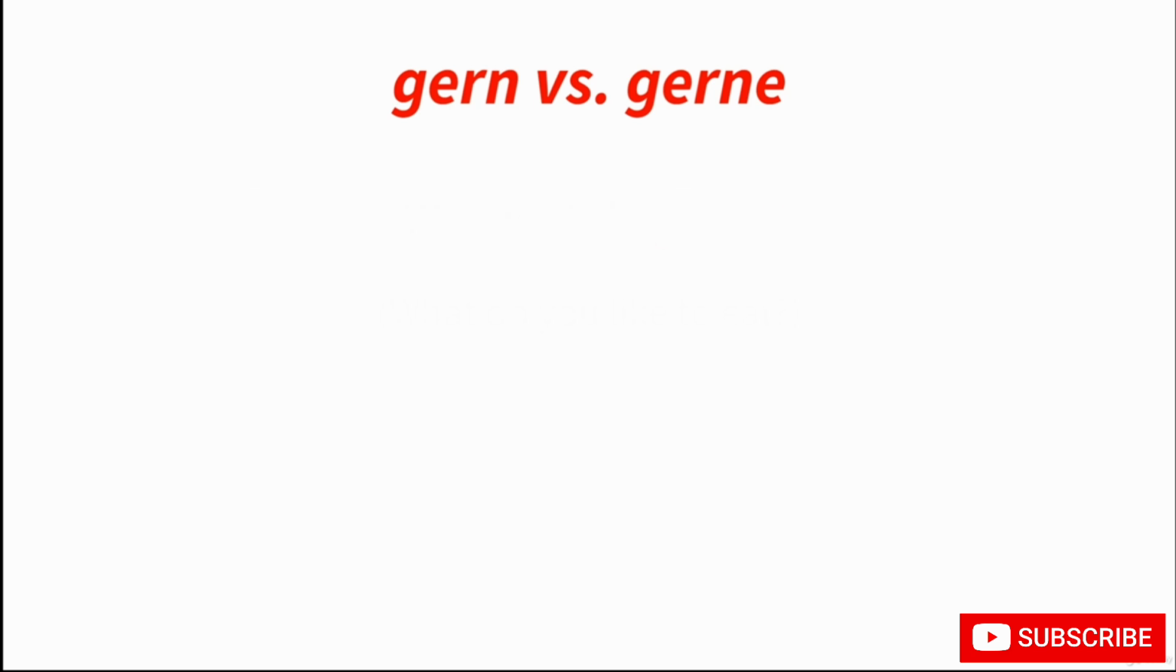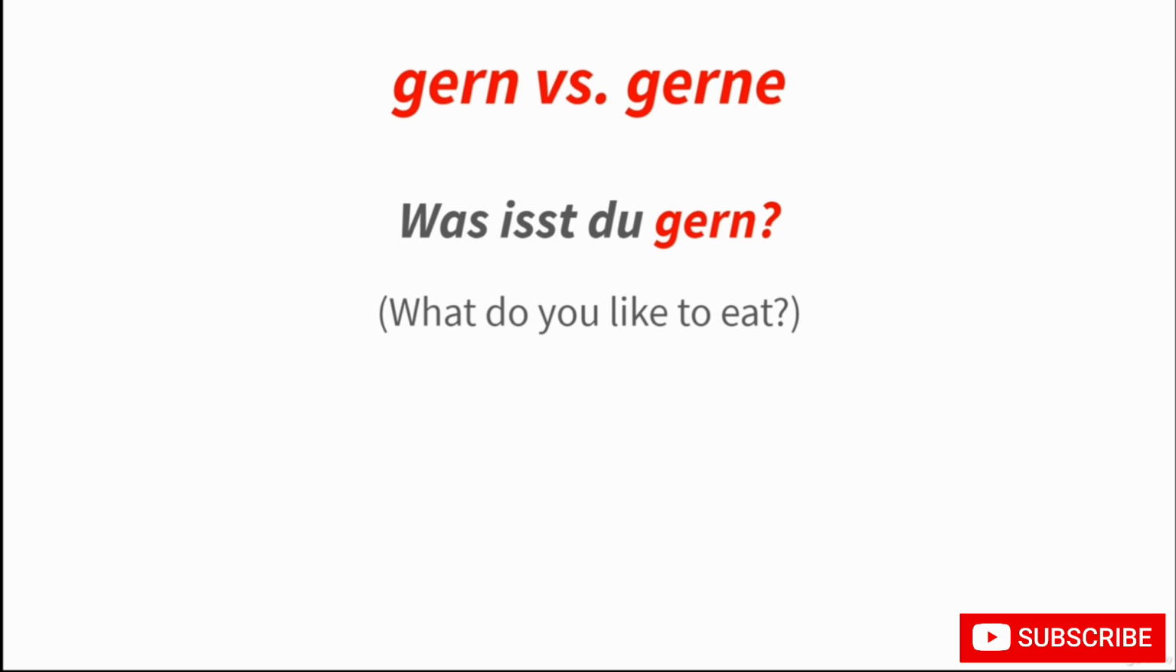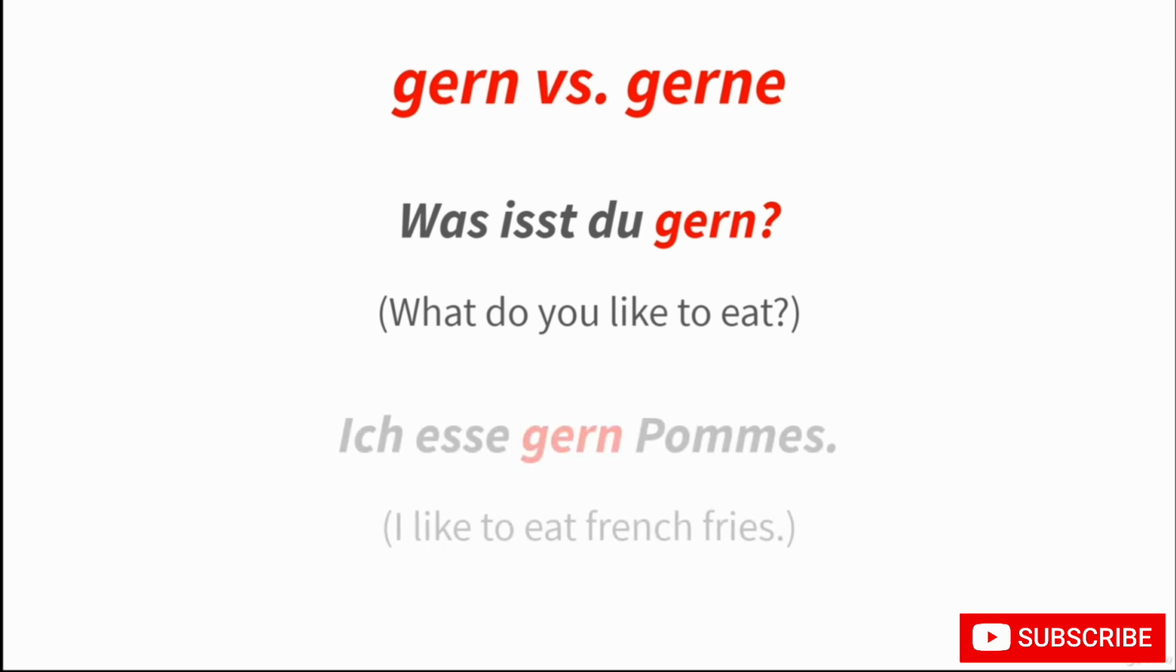Let's do another. Was isst du gern means what do you like to eat? Ich esse gern Pommes. I like to eat French fries. In this sentence, I used gern. You can also use gerne in these sentences.